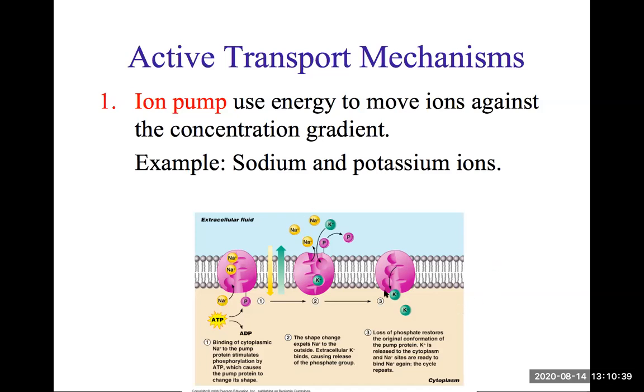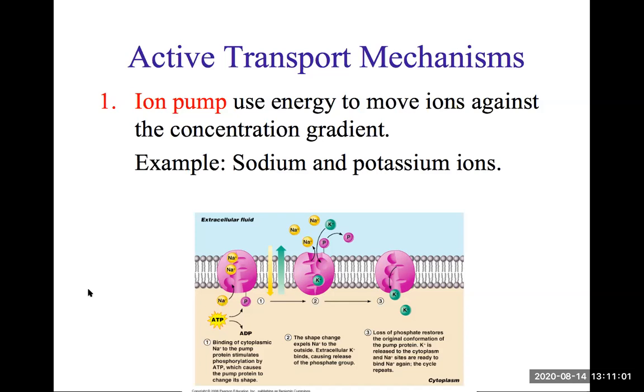That's what we mean by moving against the concentration gradient. So don't worry about what you do once you have this high concentration of sodium ions. You'll get into that later. But what I want you to understand is that an ion pump is an active form of transport. It uses energy and it moves ions from low concentration to high concentration.